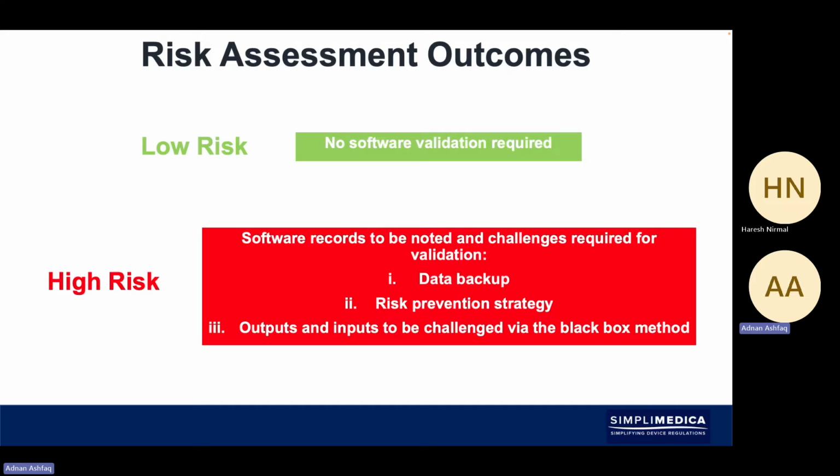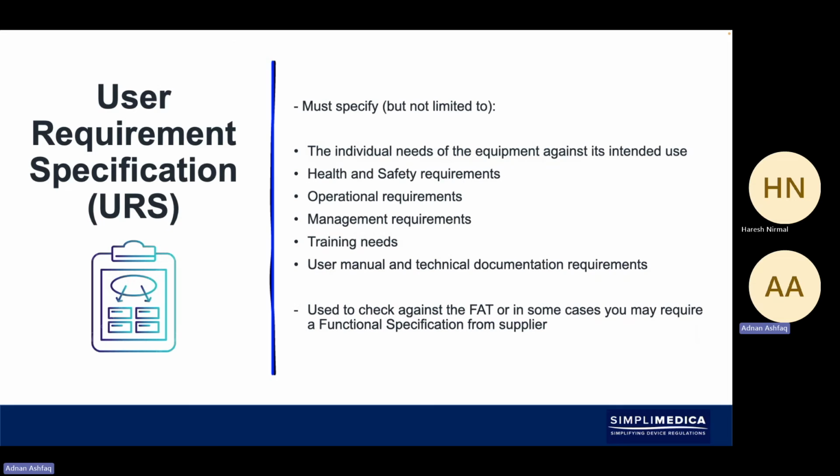And if it falls under the high risk, this is when we need to then take the course of action with software records. We need to then do things like data backup and a risk prevention strategy. We then need to look at the outputs and inputs, whether we look at a black box test strategy or a white box test strategy, which we'll come on to. So that's looking at the overall strategy of how we define the risk scoring.